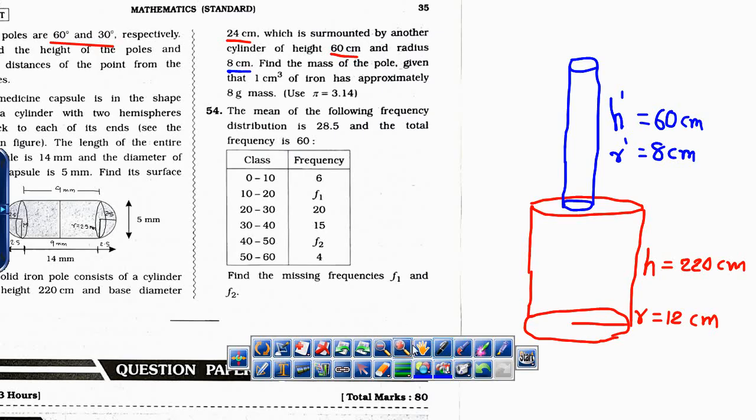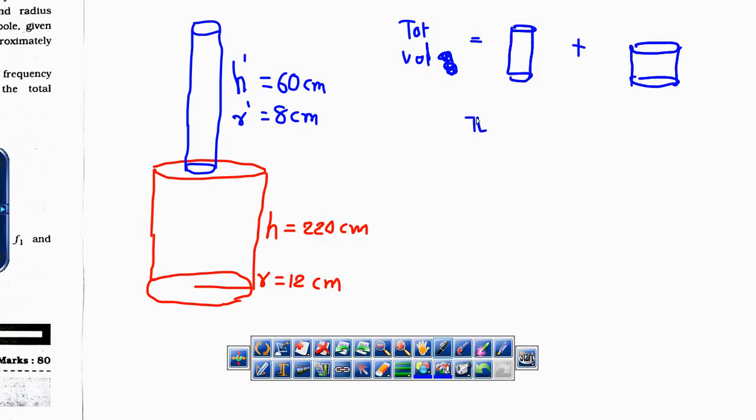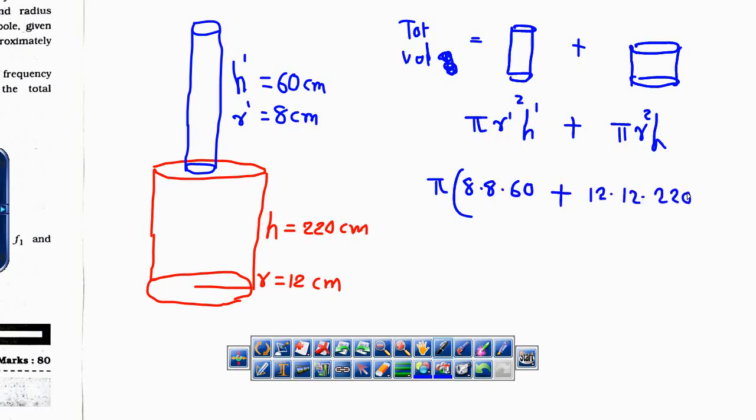What to do? वॉल्यूम फाइंड करेंगे. टोटल वॉल्यूम. टोटल वॉल्यूम इज वॉल्यूम ऑफ ब्लू सिलेंडर प्लस वॉल्यूम ऑफ रेड सिलेंडर. पाई आर डैश स्क्वायर एच डैश, पाई आर स्क्वायर एच. पाई कॉमन, पाई तो कॉमन निकल गया, आर आर एच प्लस आर आर एच.